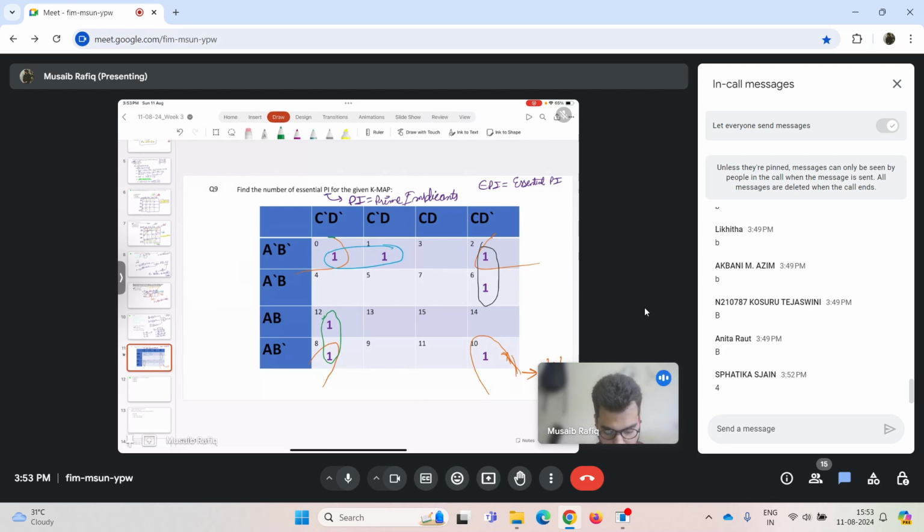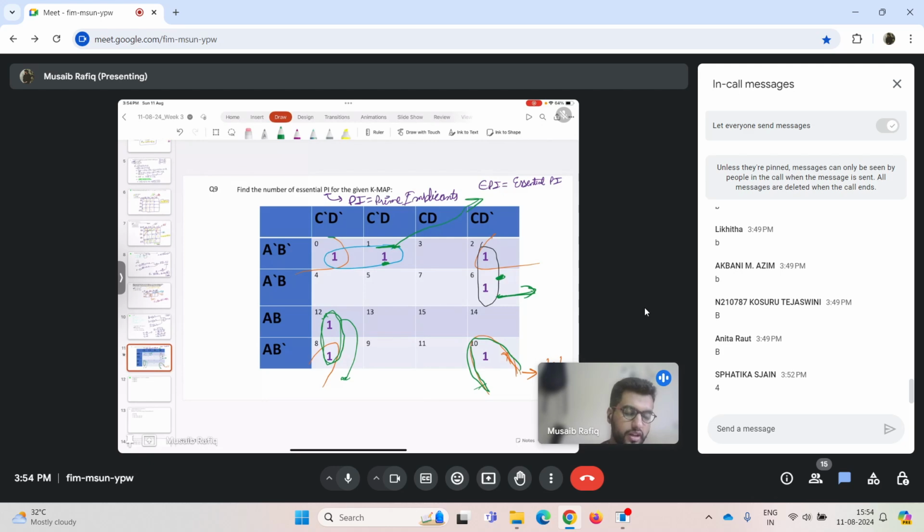So how can we look at it? This minterm 1 is covered by this prime implicant, not covered by any other prime implicant. This minterm 6 is covered by this prime implicant and not by any other prime implicant. This minterm 12 is covered by this prime implicant and not by any other. And then I have this minterm 10. This is covered by the quad B bar D bar and is not covered by any other prime implicant. So all of the prime implicants here were my essential prime implicants.